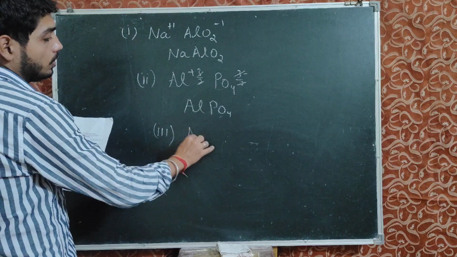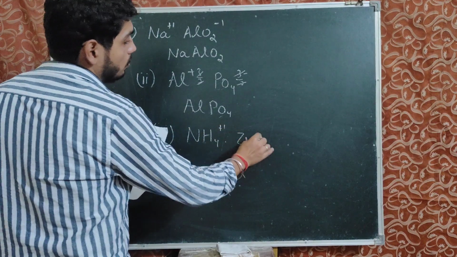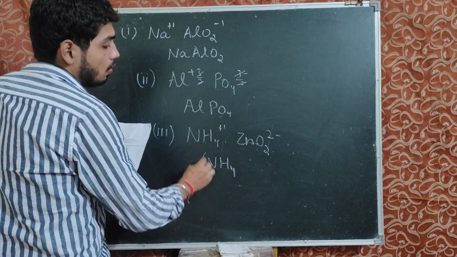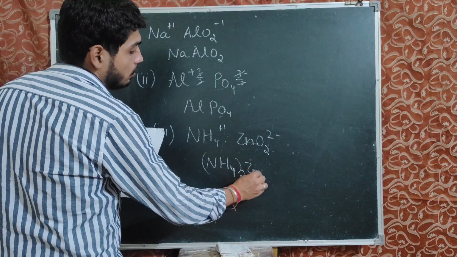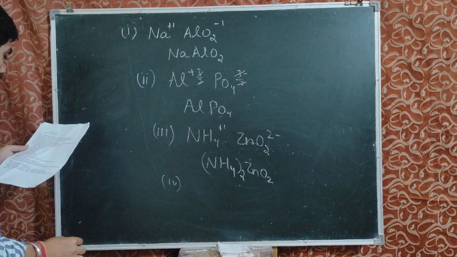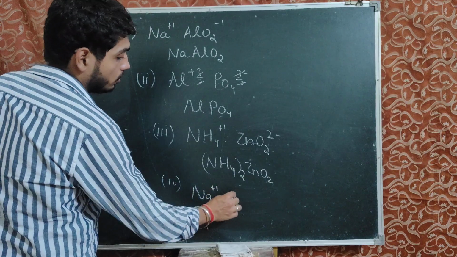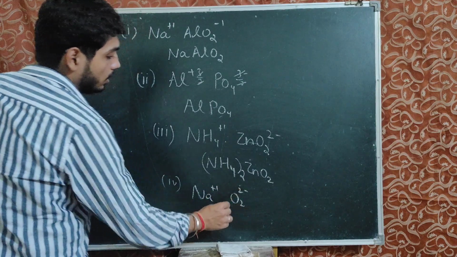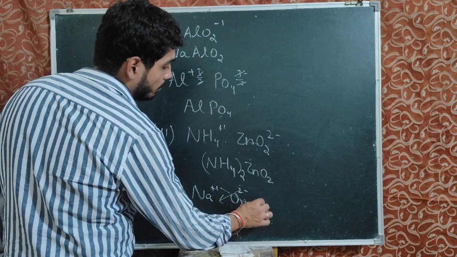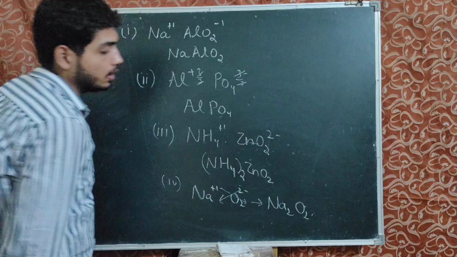Third, ammonium zincate. Ammonium is NH4 and zincate is ZnO2 2 minus. So the formula becomes (NH4)2ZnO2. Fourth, sodium peroxide. Sodium Na plus, peroxide O2 2 minus. The result is crisscross. The valency will get crisscrossed and the product would be Na2O2. Am I clear with this fact?